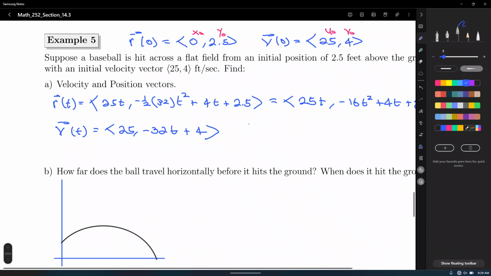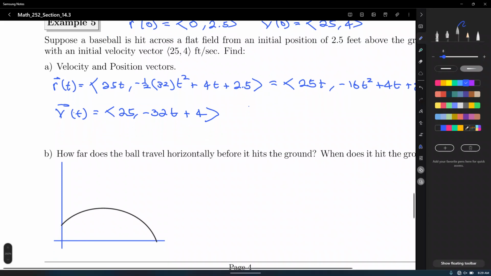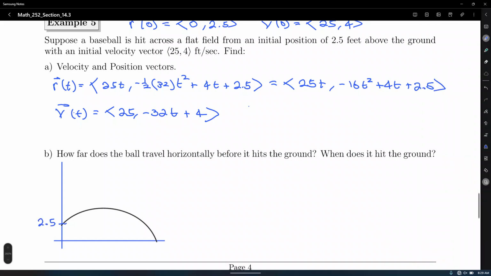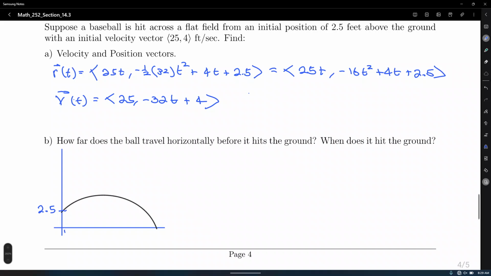So here, what do we have? We have the baseball being hit at an initial height of 2.5. They're asking us how far it is going to go before it hits the ground, and also when it's going to hit the ground. So how far when it hits the ground?